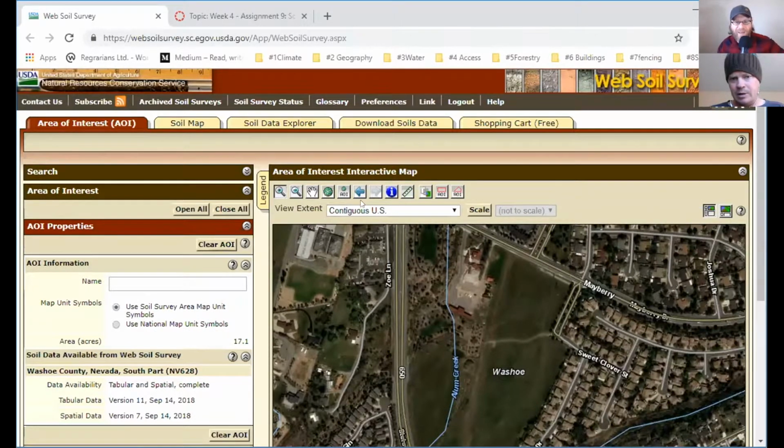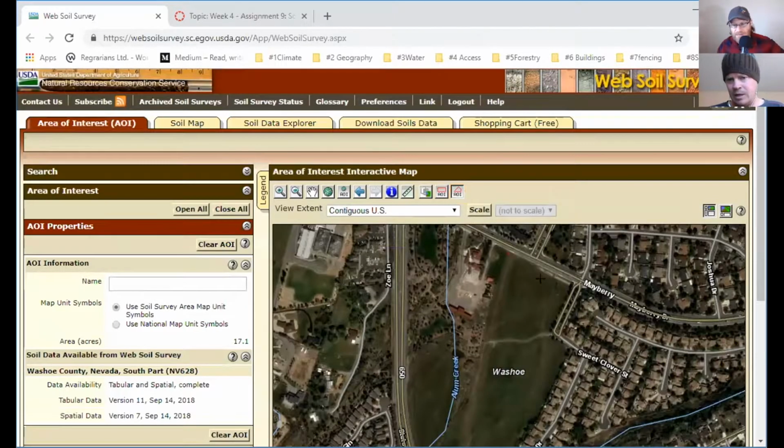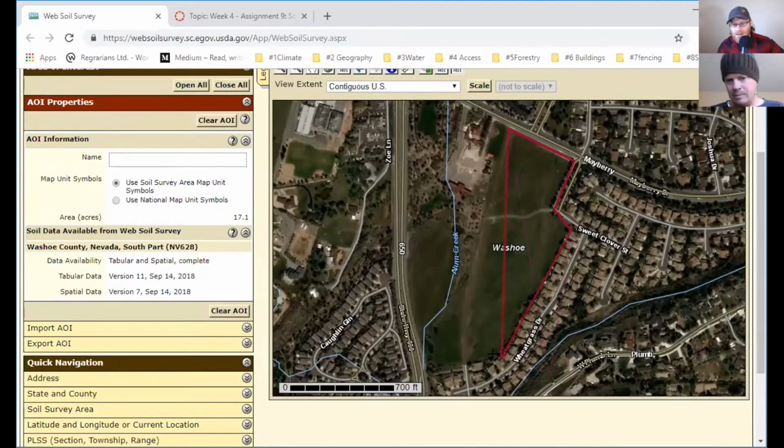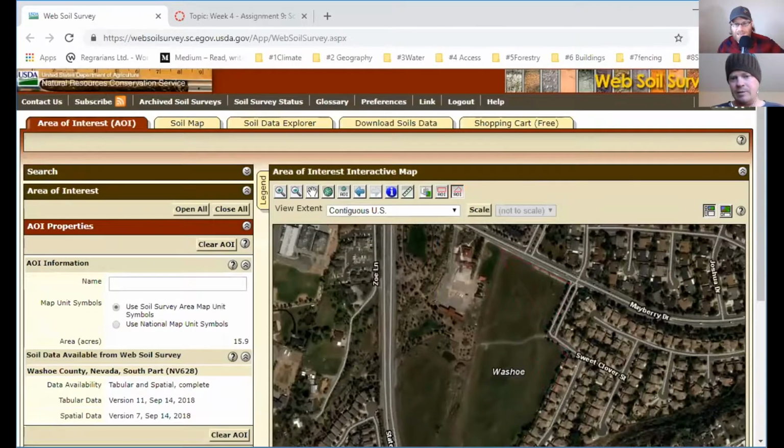So I use the area of interest tool. I use the polygon tool. I'm going to discard my unsaved content. And then I just outline the site with the polygon tool quickly. That creates my area of interest for my site of interest.